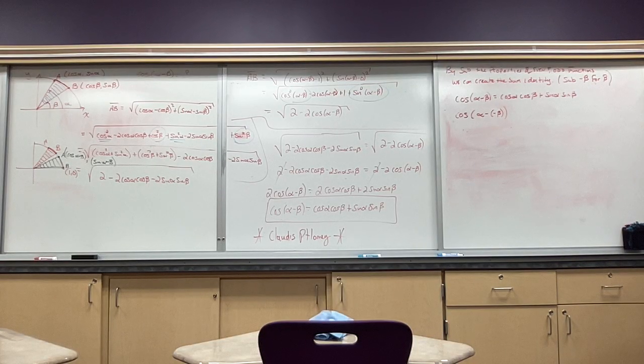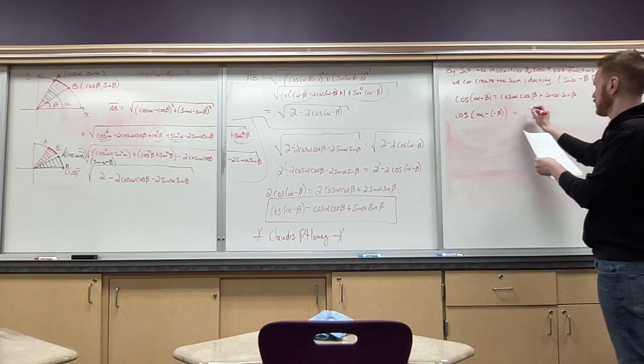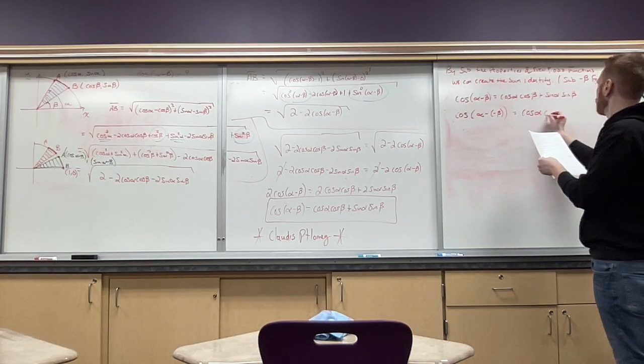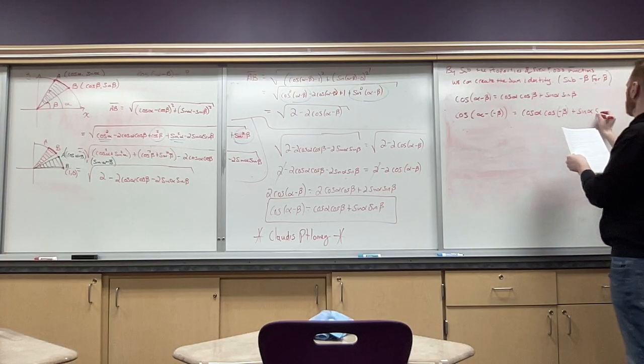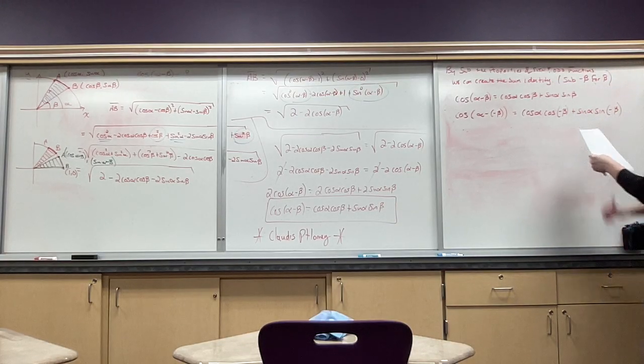And you can see that that would be an addition problem, right? Subtracting a negative, which is what we want. Okay, so this would be cosine of alpha, cosine of negative beta, plus sine of alpha, sine of negative beta.